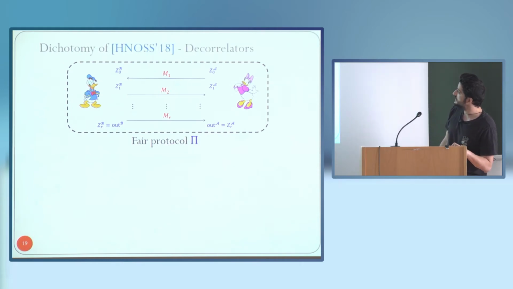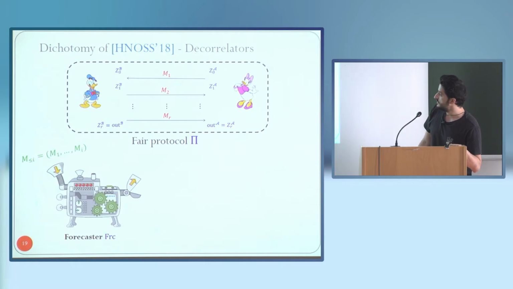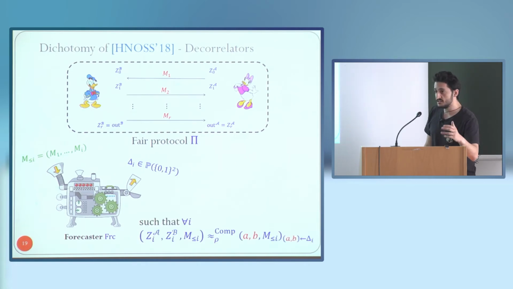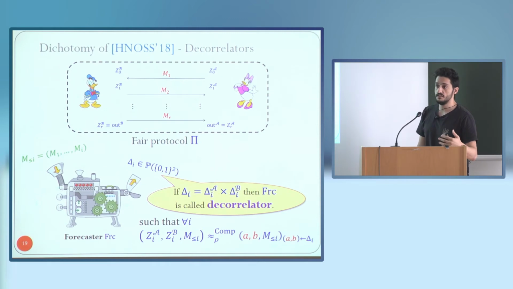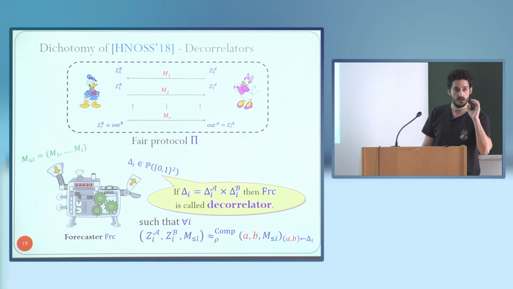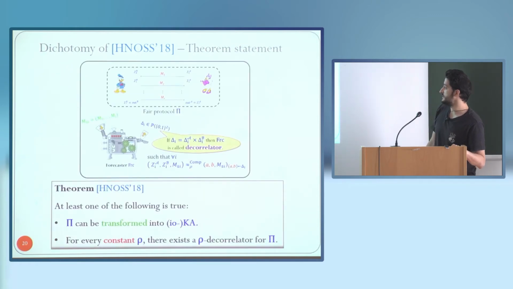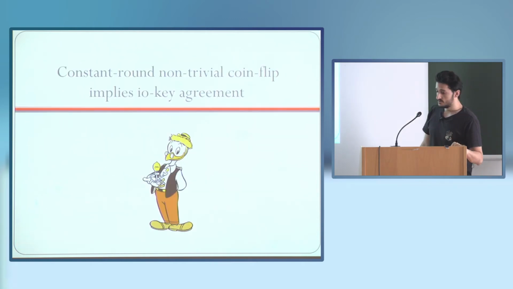So next, the decorrelator. To say what a decorrelator is, I'm going to tell you again what a forecaster does. The forecaster eats a partial transcript and spits out a distribution over 2 bits. There is an indistinguishability promise. The difference with the decorrelator is that it outputs a product distribution, not an arbitrary distribution over 2 bits, but specifically a product distribution. And finally, here's the dichotomy theorem without all of the caveats. Either pi can be transformed into an infinitely often key agreement, or there is a rho decorrelator for every constant rho.